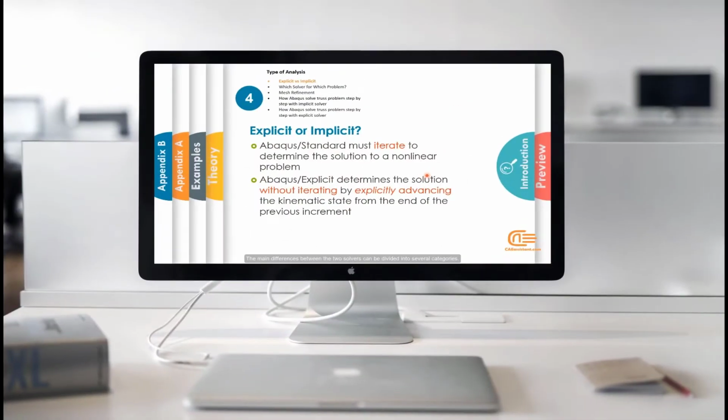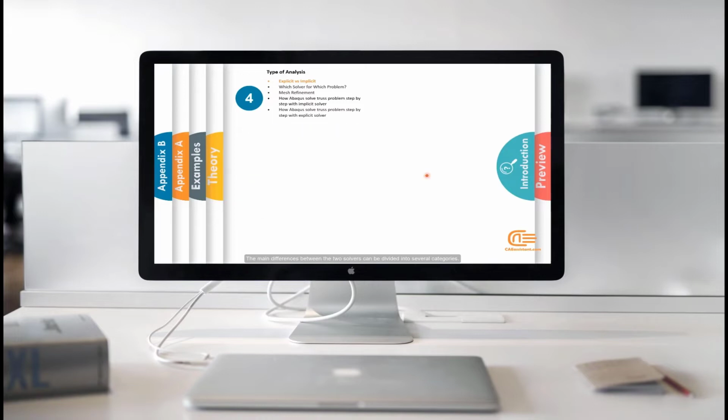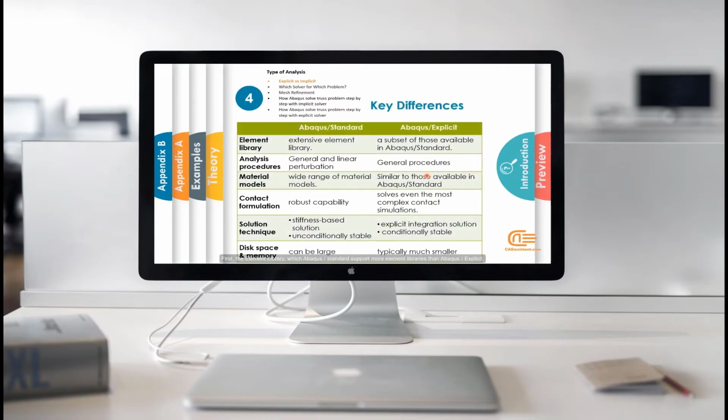The main differences between the two solvers can be divided into several categories. First, the element library, in which Abaqus Standard supports more element libraries than Abaqus Explicit. In fact, the Explicit solver has a subset of the element libraries of the Standard solver.